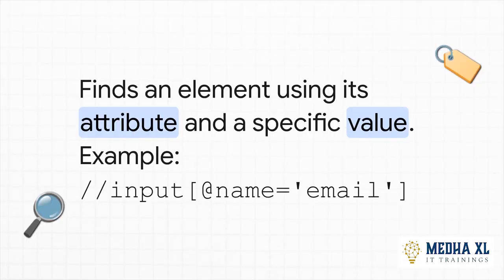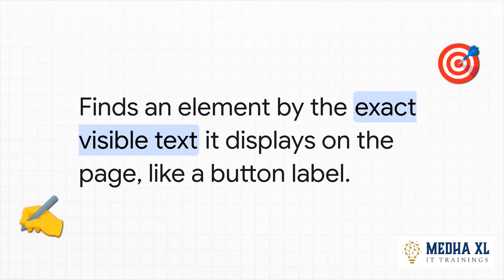First up, this is your bread and butter, finding an element by one of its attributes. The syntax is super simple, just two slashes, the tag name, like input, and then inside square brackets, you just name the attribute and its value. This is perfect for grabbing an input field by its unique name or ID. But what if an element doesn't have a good, unique attribute to grab onto? No problem at all. You can find it by the actual text it displays on the screen for the user. This is so useful for locating things like a submit button or a click here link.